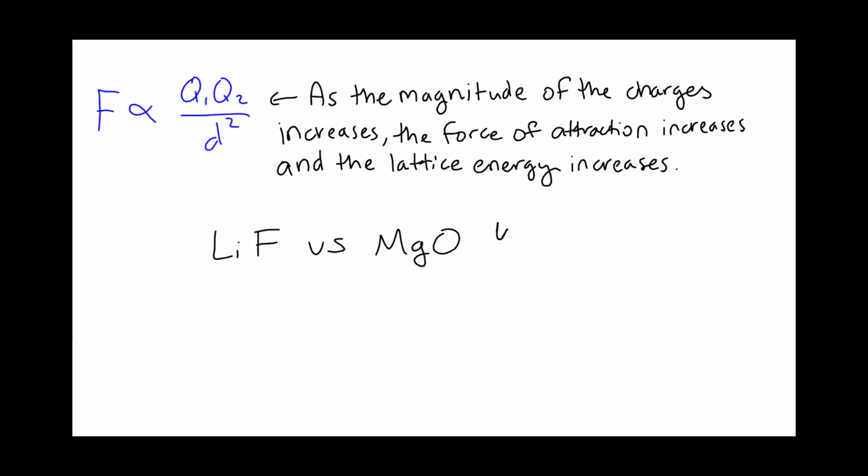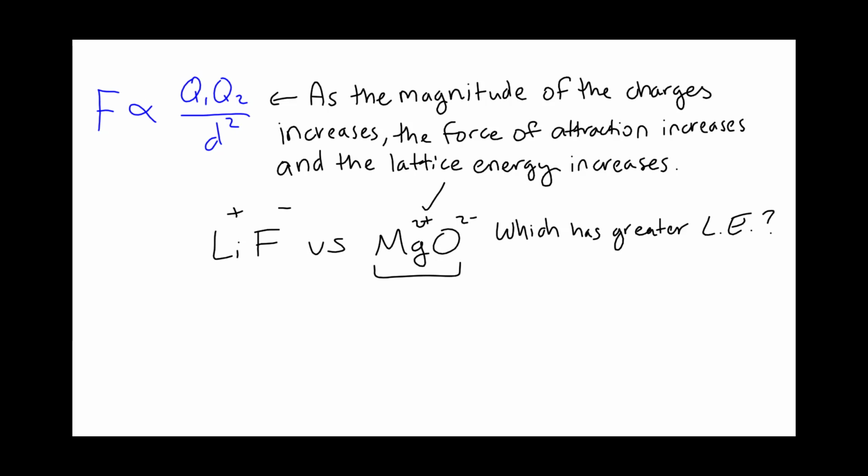Good, why? Good. I'm just going to put LE for lattice energy. Magnesium oxide would be the answer. What's the charge on a lithium? 1 plus. What's the charge on a fluoride? 1 minus. Good. What's the charge on a magnesium? 2 plus. And an oxide? 2 minus. So when I'm plugging into Coulomb's law here, Q1 and Q2 would be 1 and 1 for lithium fluoride and 2 and 2 for magnesium oxide.